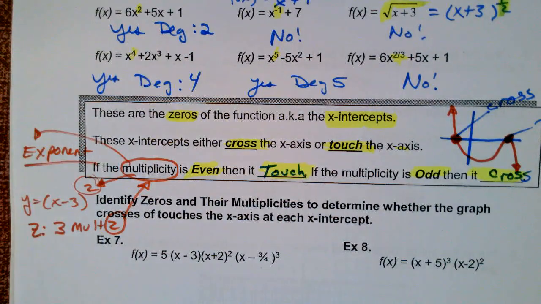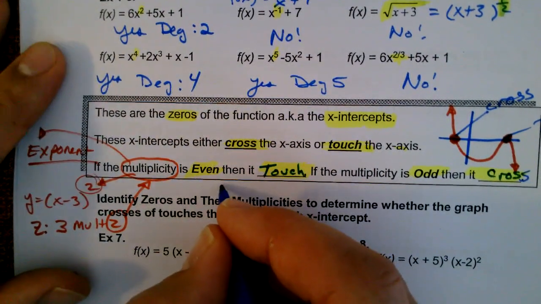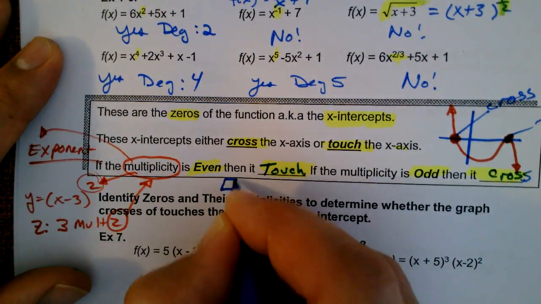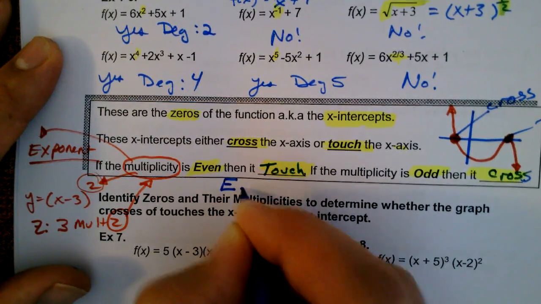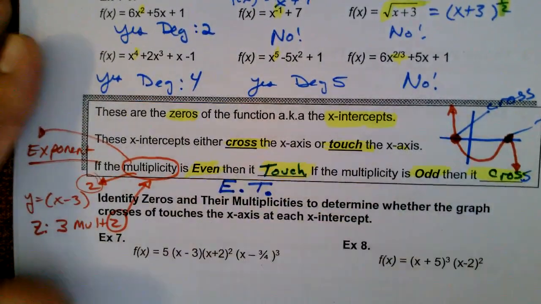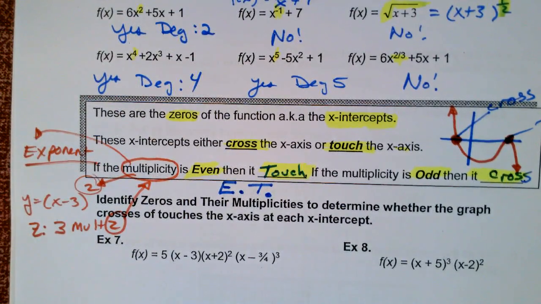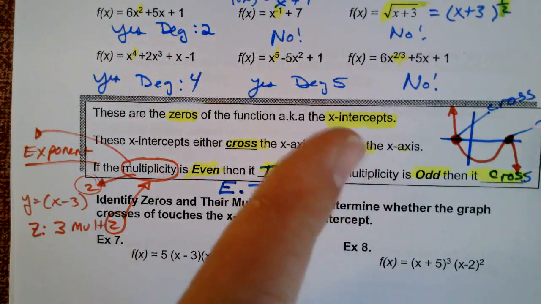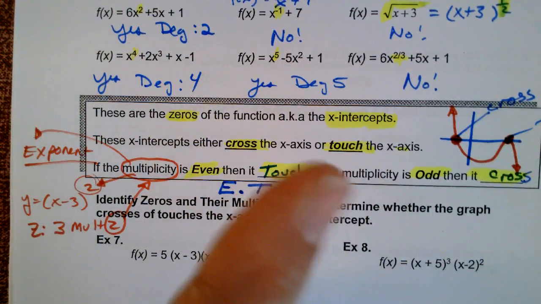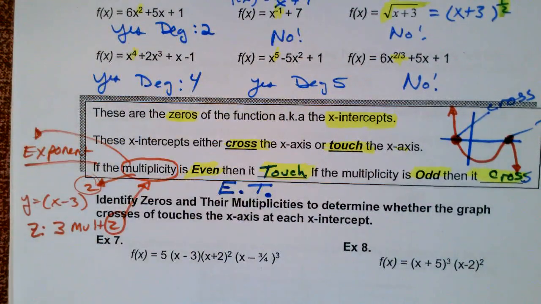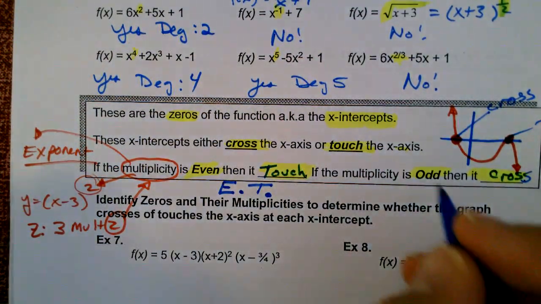Okay, now it's very easy to get those mixed up, so I always try to put things so I can remember and you can remember. And I always remember E.T. Do you guys remember the movie E.T., the little alien? Yeah? E.T. phone home. He sticks his finger out and it glows. E.T. phone home. So I always remember E.T. and then O.C.